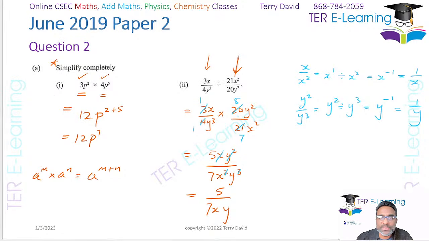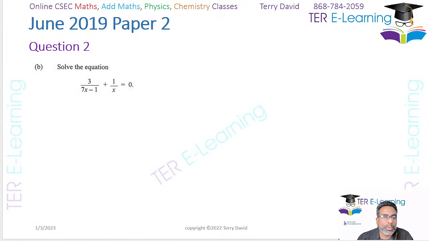All right, moving on, because I want to try to complete the whole paper if I can. Okay, we have a question here. We want to solve this equation here. We have 3 over 7x minus 1, plus 1 over x, is equal to 0.